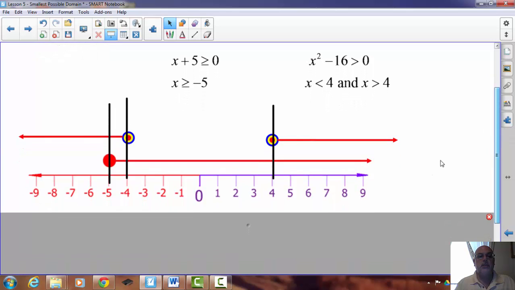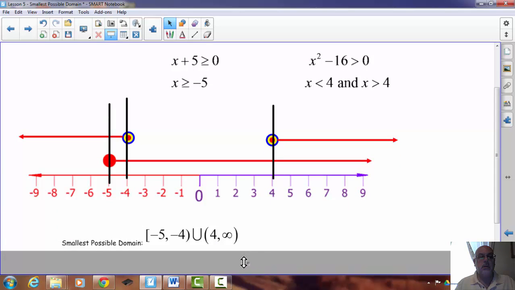So if I were to put those in interval notation, this is how the smallest possible domain would be represented. Starting at negative 5, including negative 5, to just before negative 4, union, everything after 4 to positive infinity.